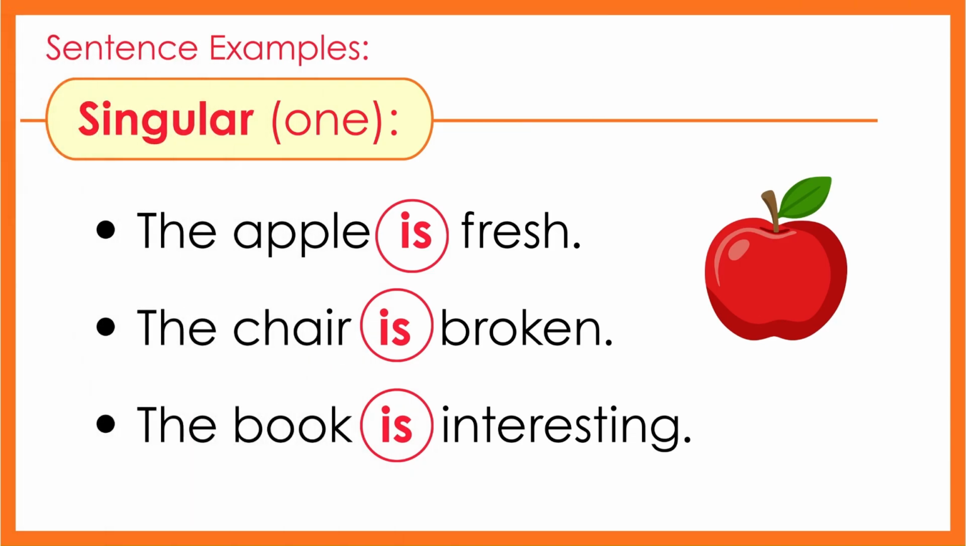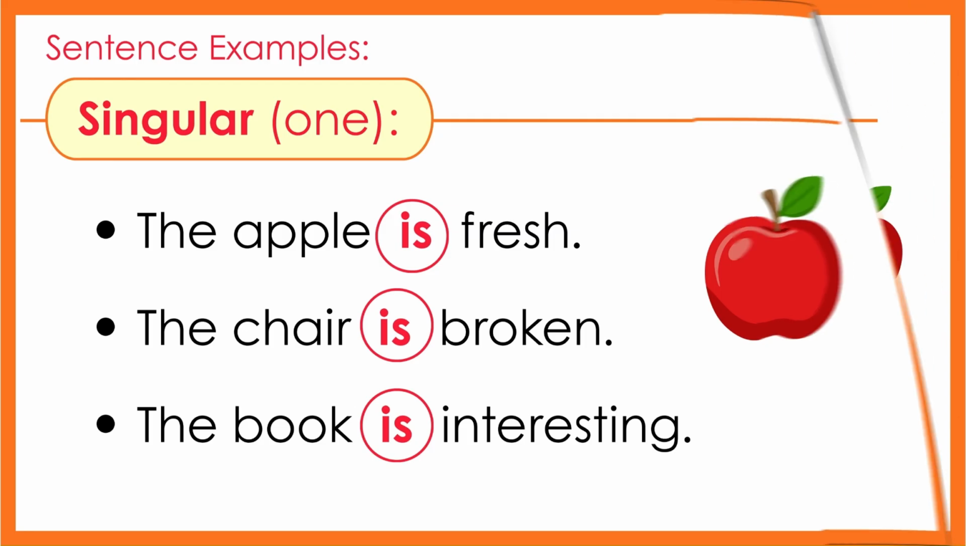A singular subject means one person, place, or thing, and it uses a singular verb. Let us look at some examples. The apple is fresh. The chair is broken. The book is interesting. In these sentences, each subject refers to only one, so we use the verb is. Remember, singular subjects use singular verbs.